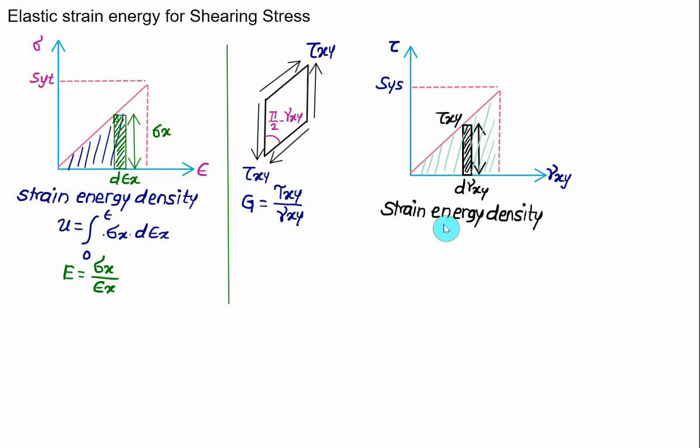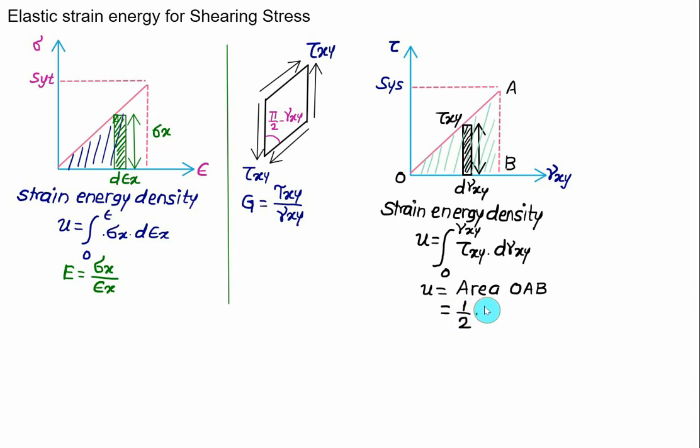So we can also calculate the strain energy density almost using the same formula. We have strain energy density U equal to the integral from 0 to gamma xy, with the height of this rectangle tau xy and the width d gamma xy. In this case, gamma xy is the shearing strain corresponding to the shear stress equal to tau xy. Energy density is nothing but the area of OAB, and this area equals 1 by 2, with height tau xy and width gamma xy.